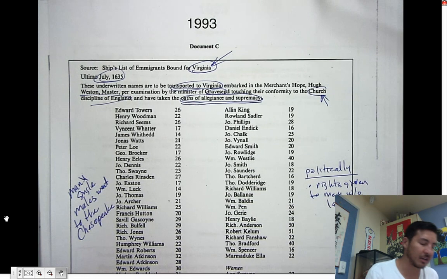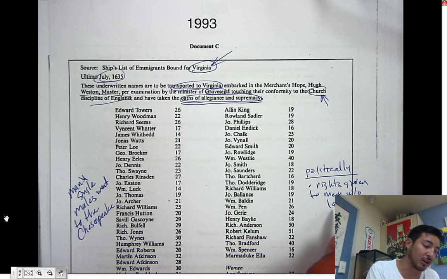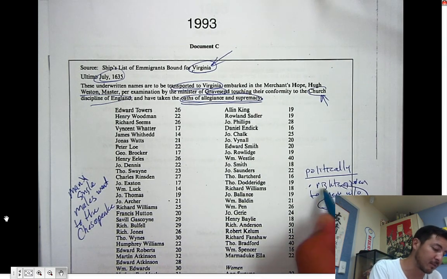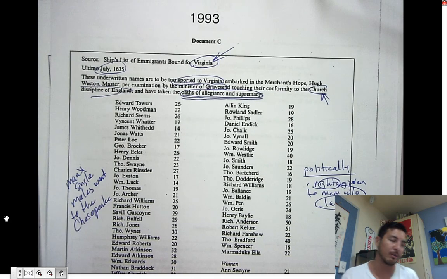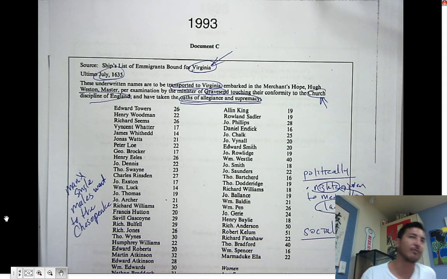Hey, these guys don't have land. They might get some rights given. Hey, maybe when they go to Virginia, they'll get some land and then they'll get some what? Rights. So something to think about as we go a little bit further. Socially, how's that development going to be a little bit differently down in the South?